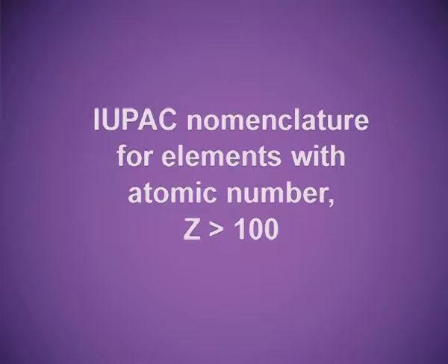But when the elements after element 103, that is lawrencium, were discovered, these elements were simultaneously reported by the scientists of the United States and the Soviet Union, and they proposed their own names. Now, different names for the same element led to controversies. To avoid such controversies, IUPAC decided to give names as per the rules suggested by IUPAC. IUPAC nomenclature for the elements with atomic number 100 and more than that.